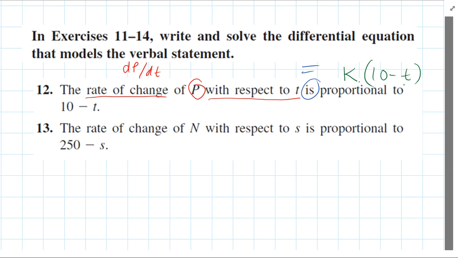Because y'all can do that. Why don't y'all do that right now, and we'll check it. Go set up the rate of change of n with respect to s is proportional to 250 minus s. Write it down. Jacob, write it down.